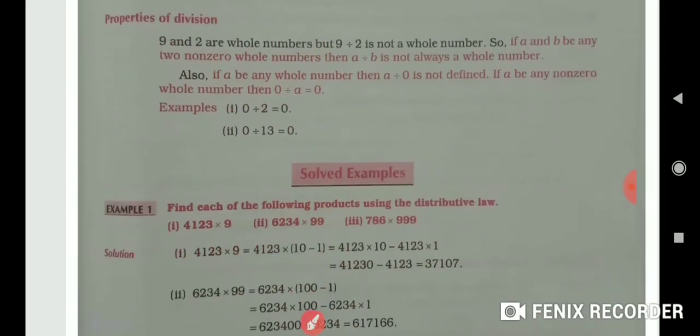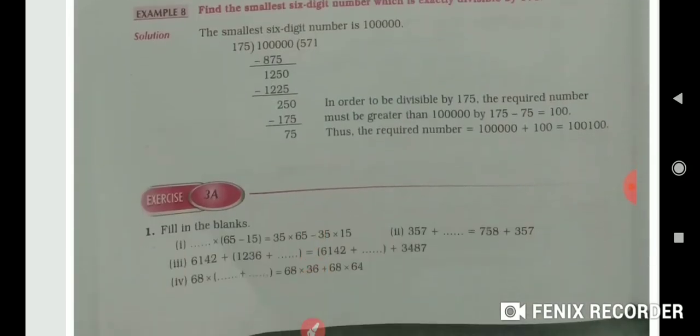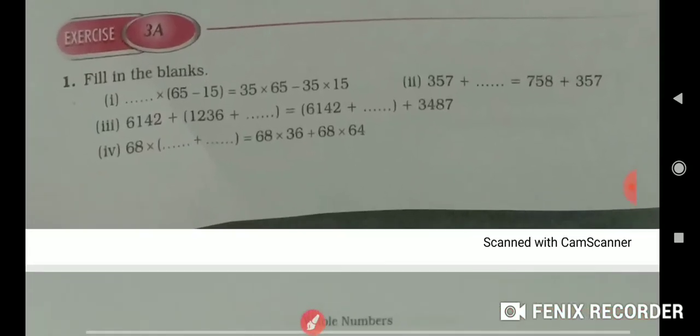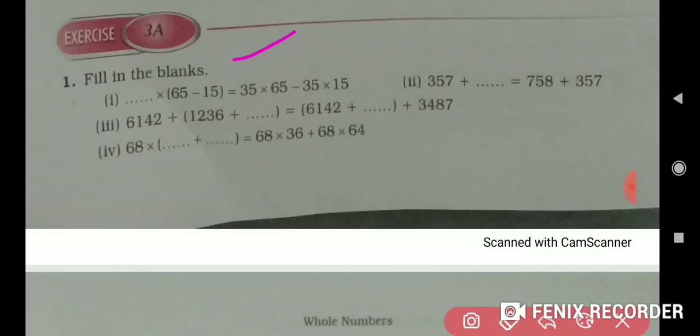So dear students, today we are going to solve this exercise 3rd A. Okay. So the very first question is, fill in the blanks. Just see, first part, dash multiply 65 minus 15 equals 35 multiply 65 minus 35 multiply 15.